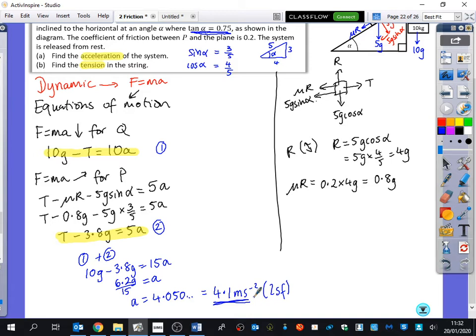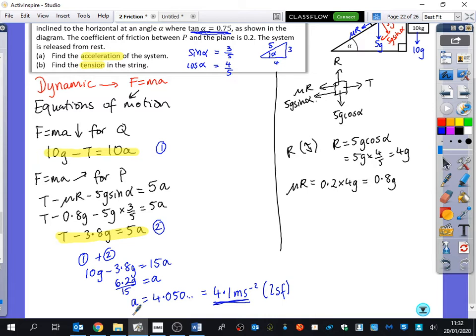But there's a health warning here. We're going to need to use this value of a to find out the value of T. So don't use this rounded value of a to find T. Use this value of a. Why am I saying this? To get the accurate one. If you use a rounded version and then you do more maths on it, the rounding is going to get more and more inaccurate as you go.